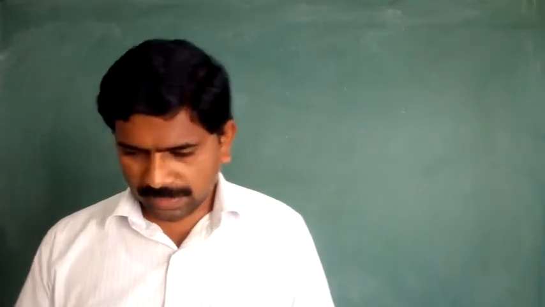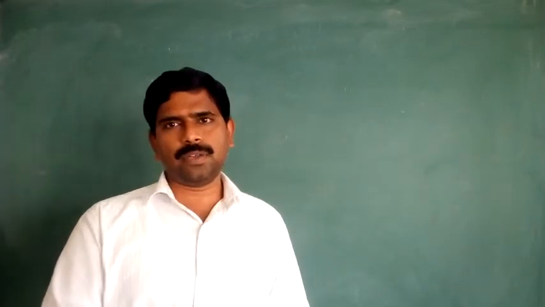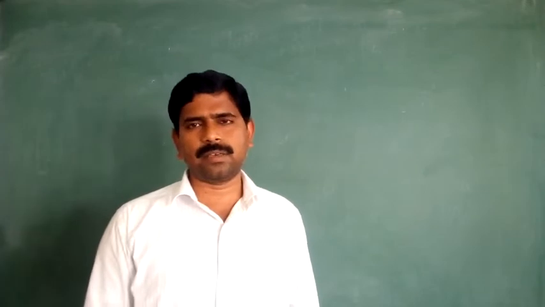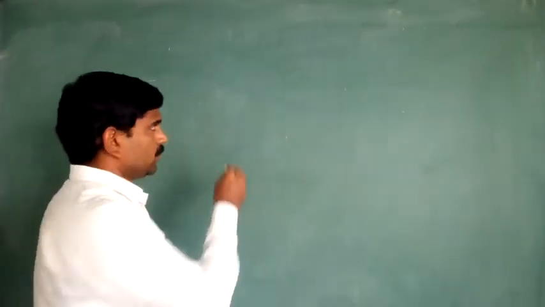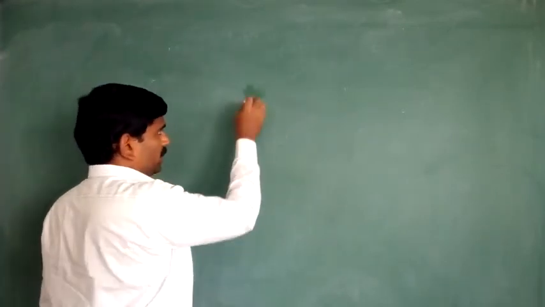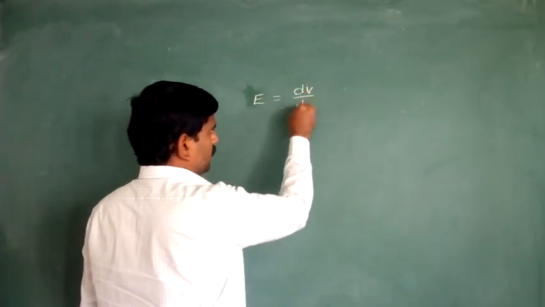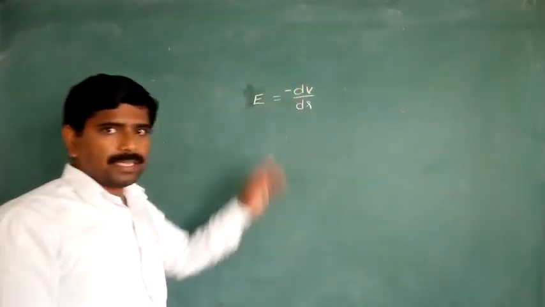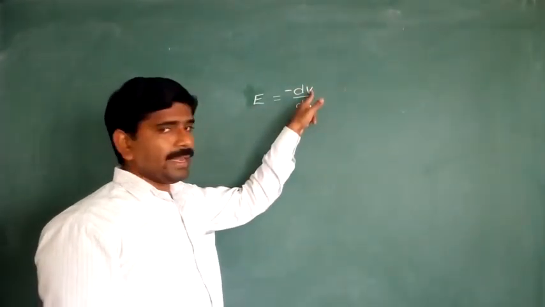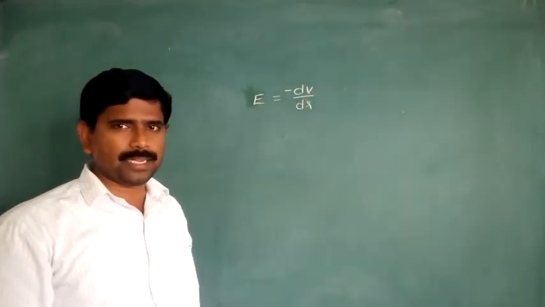Yes, this is very easy if you have observed the previous video perfectly, otherwise this becomes a little bit difficult. Actually we know that the electric field intensity E is equal to minus dV by dr. The negative gradient of the electric potential is nothing but the electric field intensity.